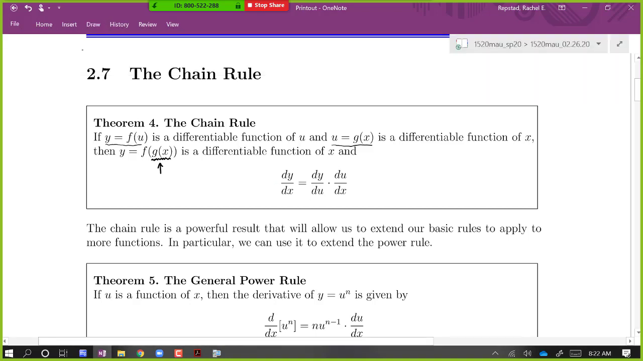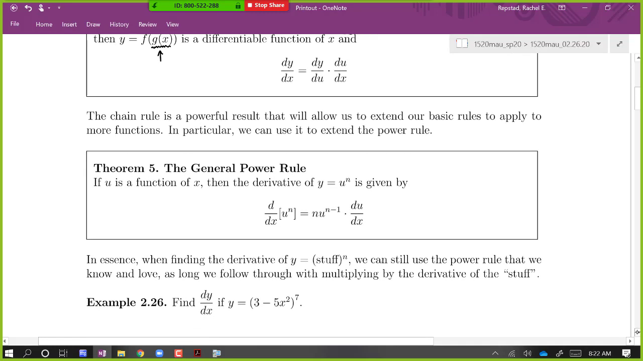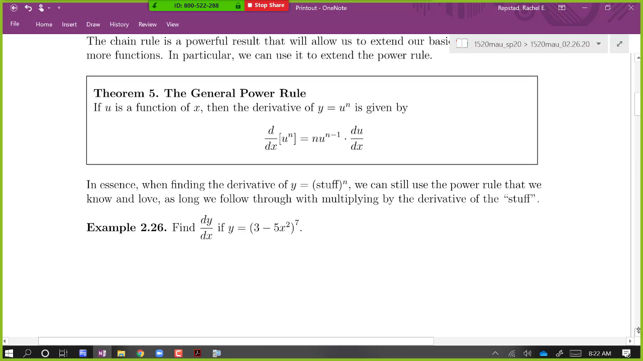Here's how we're going to experience it at first. We're going to see it in other venues later. But for us, the major rule that we have right now is the power rule. We have the product and quotient rule too, but the biggest rule that's governing everything is the power rule. So here's the general power rule, which is just a restatement of what we already know. But maybe I don't just have x to a power, maybe I have some stuff to a power. So if I have y equals u to the n, where u is just some function of x, the general power rule says I can use the power rule as normal, that's this first part, as long as I remember to multiply by the derivative of the stuff. This part where we do times du dx, that's really us implementing the chain rule.